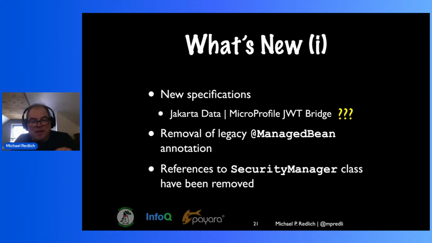There's a removal of the legacy managed bean annotation. This is in favor of having a consistent CDI across all the specs. And of course, references to the security manager have been removed. As you may know, in JDK 17, the security manager was deprecated, has not yet been removed, but for JDK 24, I believe it's one of the JEPs that will permanently disable that. I have to double check that, but I'm 95% sure of that.